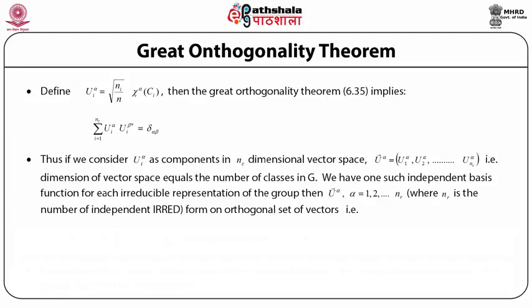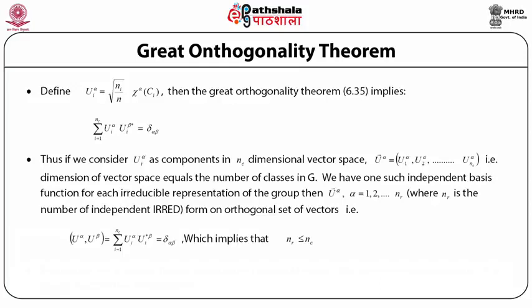Then we have one such independent vector for each irreducible representation of the group, and the vector u alpha has components for alpha equal to 1, 2, up to Nr, where Nr is the number of independent irreducible representations, and these vectors form an orthogonal set of vectors.